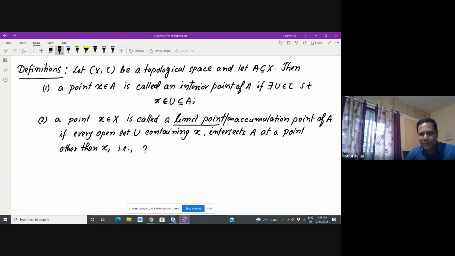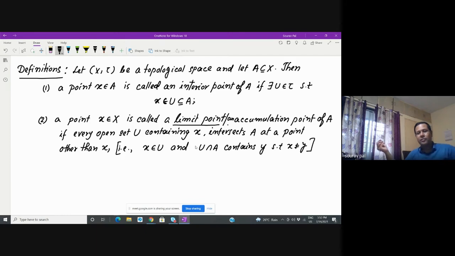So we have this: X belongs to U and U intersection A contains Y such that X is not equal to Y. This is what we have for every open set that contains X. So this is what is called a limit point.